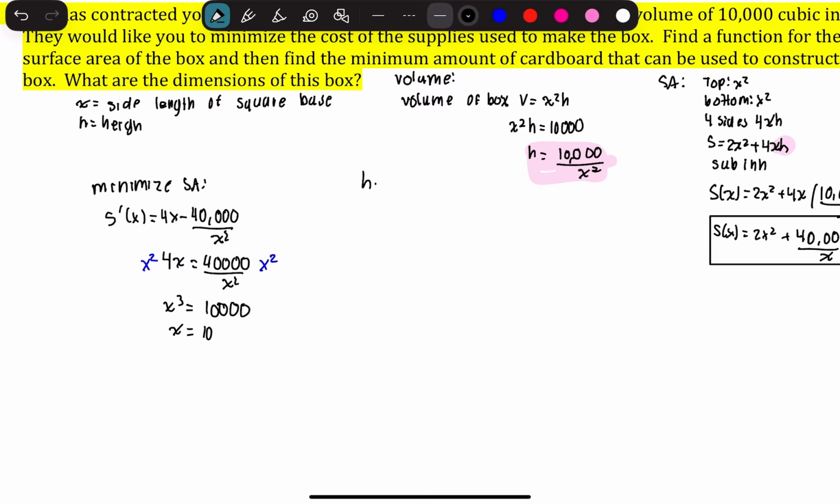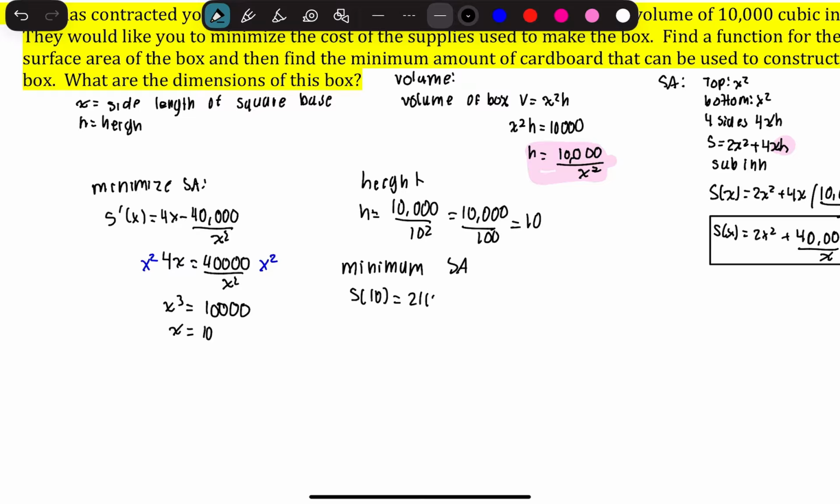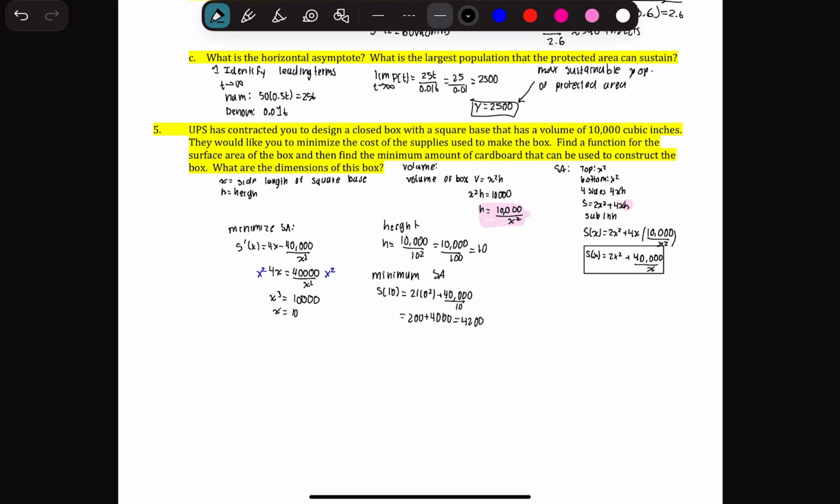So now we want to find the height. h is going to equal 10,000 divided by 10 squared, which is 10,000 divided by 100. So now we get h is equal to 10. Now we want to find the minimum surface area. So s of 10 is equal to 2 times 10 squared plus 40,000 divided by 10. That's going to equal 200 plus 4,000, and that's going to equal 4,200. So now we are done with this part.